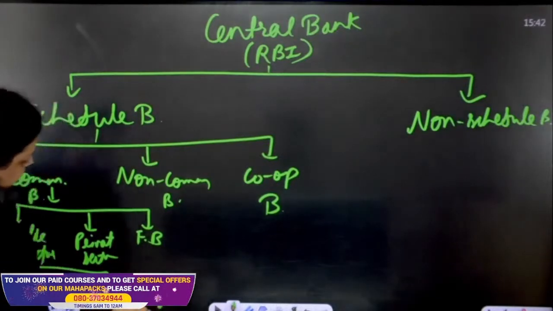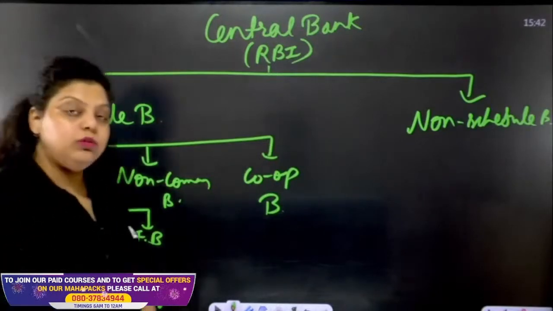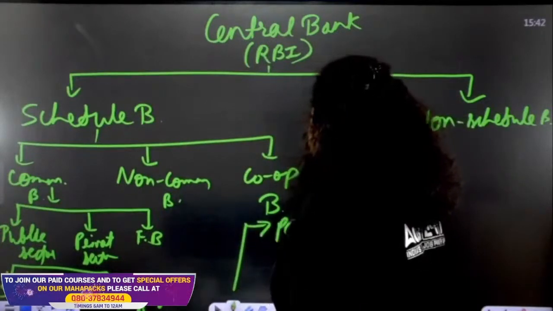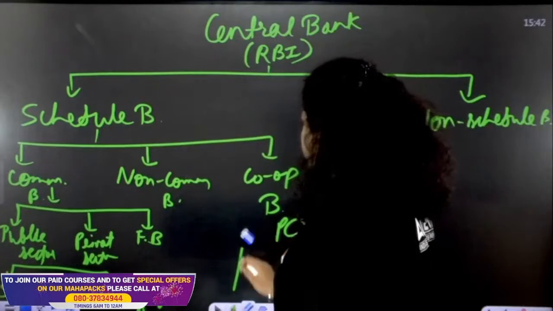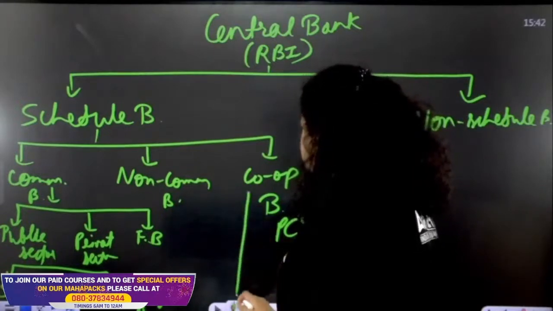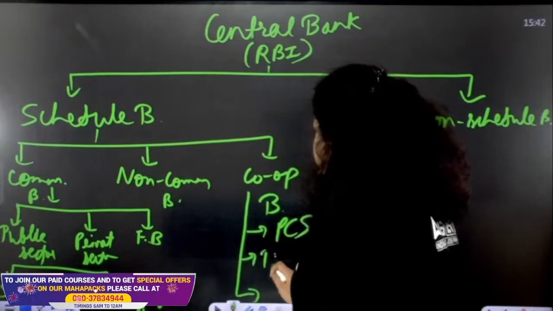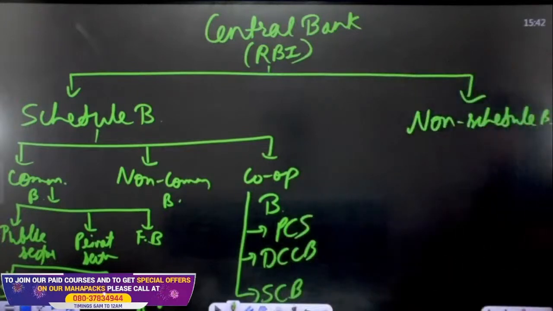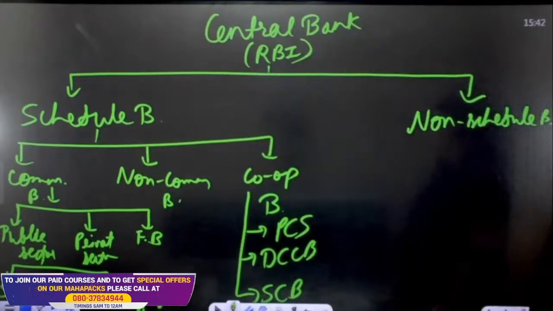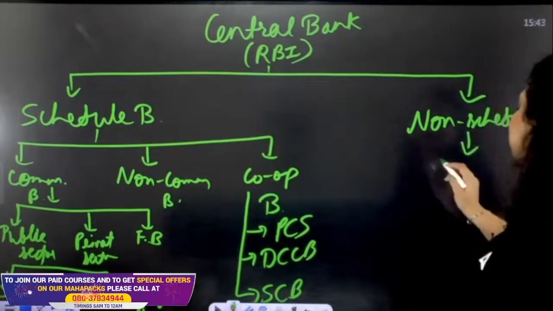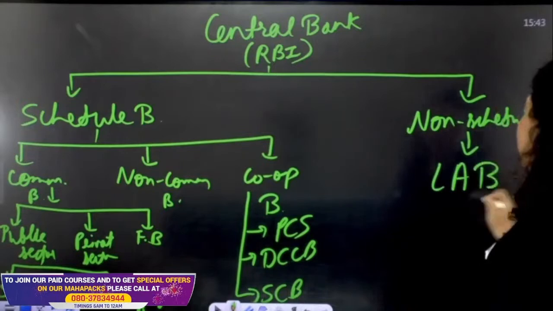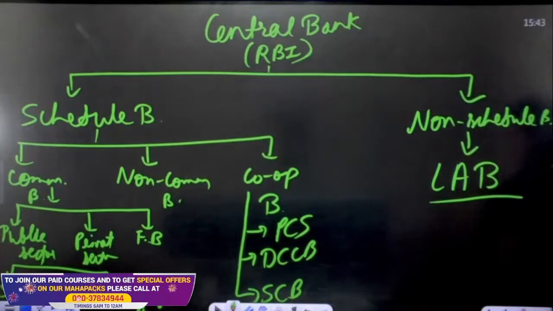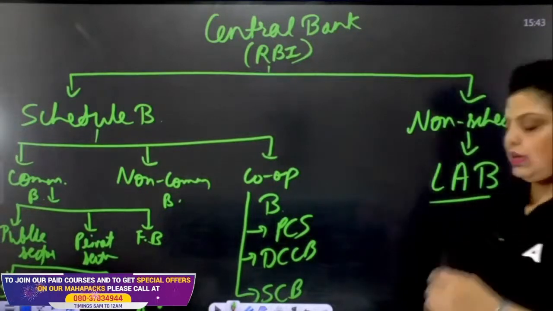Okay, now the cooperative banks are also divided into three categories: primary credit society, district central cooperative bank and state cooperative bank. So these are the three cooperative banks. Now the local area banks are the only non-scheduled banks in the country. Only the local area banks are the non-scheduled banks in our country. LAB means local area banks.